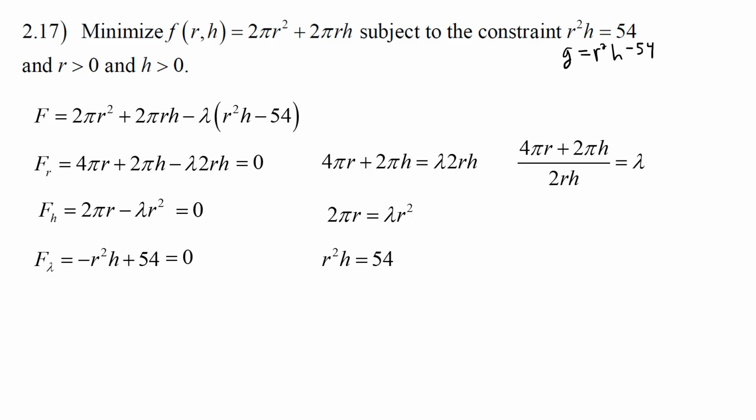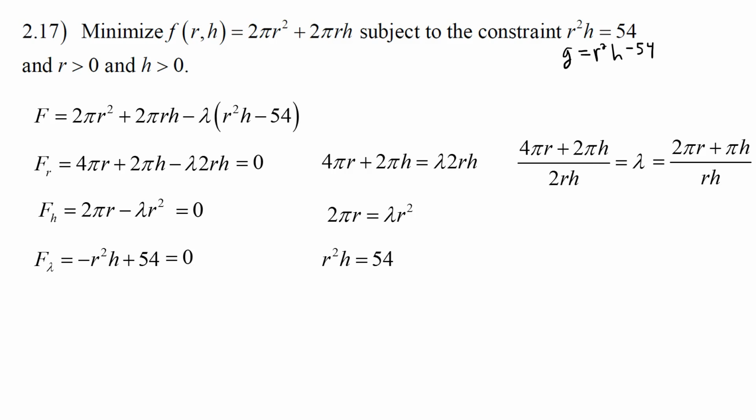And we should stop for a second to think, is it possible that we could be dividing by 0? But that would require r or h to be 0, and that wouldn't satisfy the constraint. The constraint is the product of r squared times h being 54. So no worries there. So we have lambda equal to that, which, it is not totally necessary, but you can factor out a 2 at least from all the terms. And so we'll have 2 pi r plus pi h all on top of rh. That's what lambda is from the first partial.